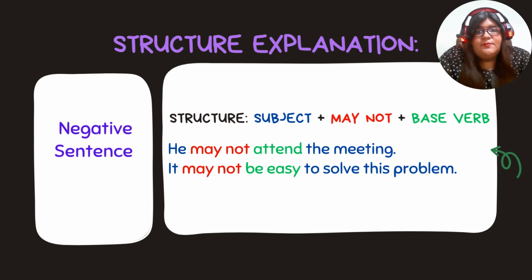The meeting is the complement, but in English, this is like the daily thing that every structure has, right? To have a complement at the end. So it's not necessary that I explain this anymore. You know that the meeting is the complement of the sentence. He may not attend the meeting. It may not be easy to solve this problem. To solve this problem is the complement in this sentence.